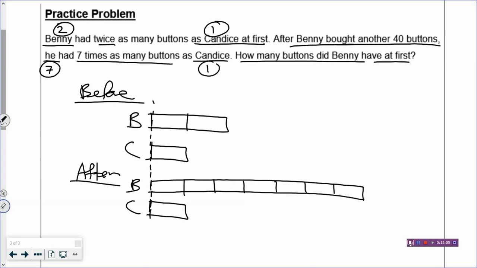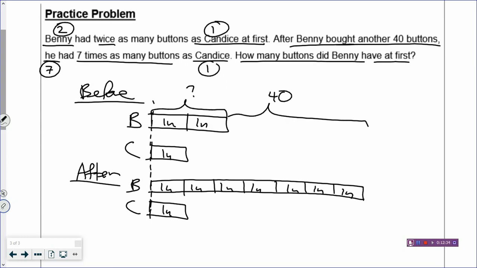Alright, then what do you do next? Now, can you see how many units did Benny buy? Now, if you notice carefully, Candice is unchanged, which is 1 unit. And then Benny must have 7 units in the end. So how many units did he have at first, which is 2 units, right? So now you can see how many buttons did Benny buy, which is 40, right? Okay, 40 buttons. So question mark, how many buttons did Benny have at first, which is the question mark here. Alright, and your model is done.